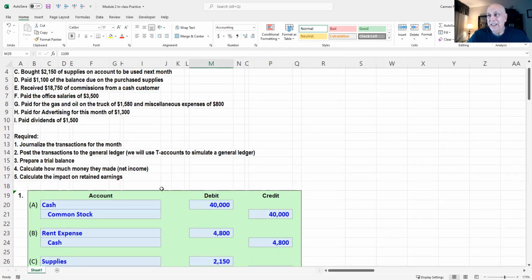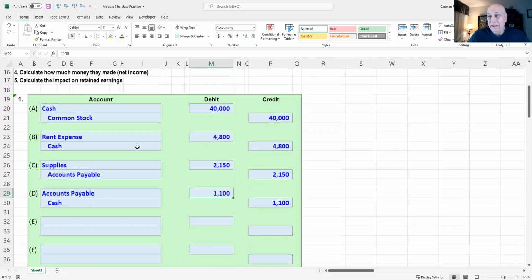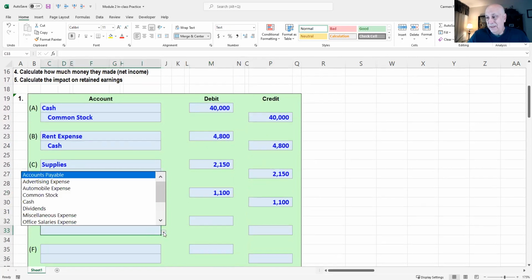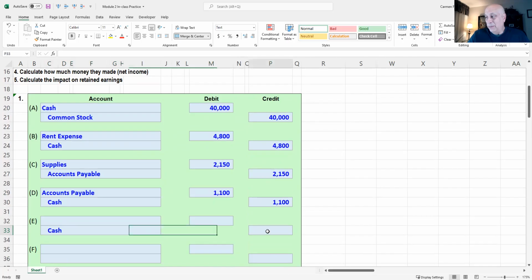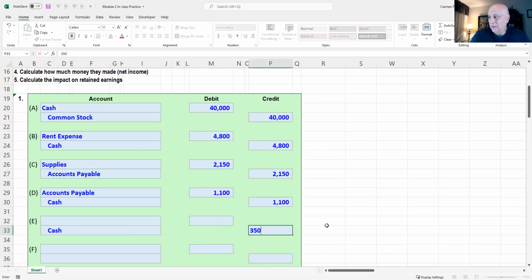Let's look at transaction E. We paid the office salaries of $3,500. Paid. What does paid mean? Again, it means cash going out. So let's do that part first. Cash is leaving the building, so we can put that here in the credit. $3,500 cash leaving the building.